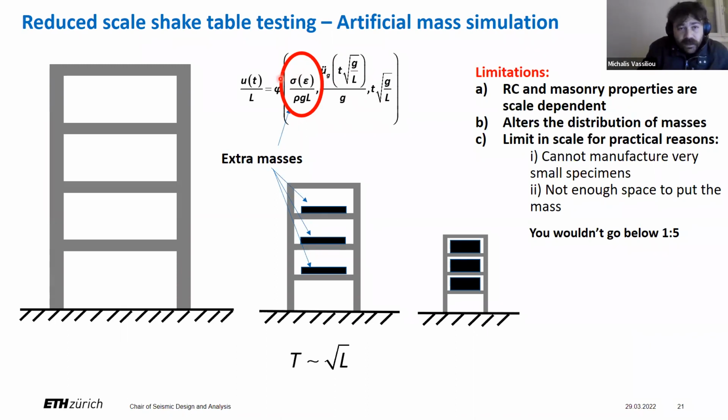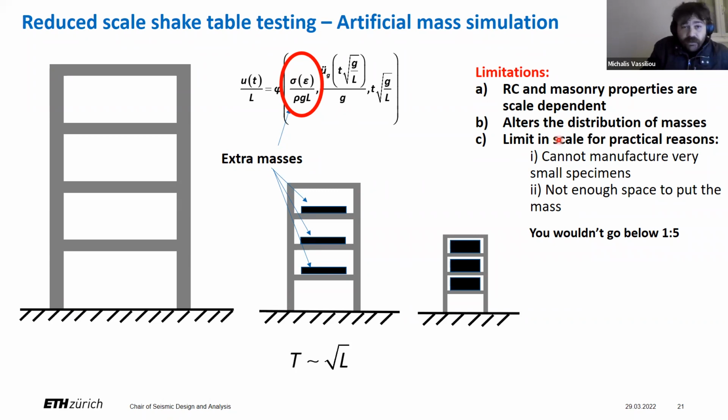For this term to stay the same, if g is constant, then L is smaller, rho is a property of the material. This does change, but it doesn't change a lot when you scale down. So what do you do? The idea that they use, especially for concrete structures, is they put extra masses on each floor. This is what's called artificial mass simulation, so that this term more or less stays the same. Apart from the equations, you want your stress down here to be the same as the stress down here. And the way to do this is you add extra masses here.